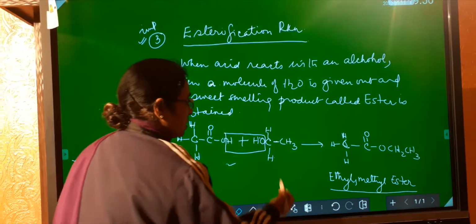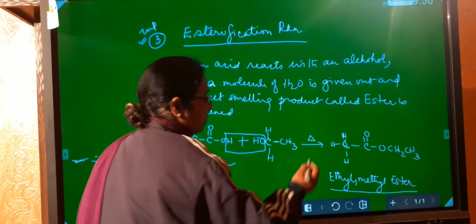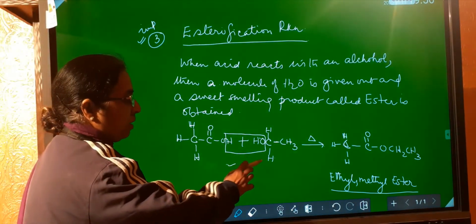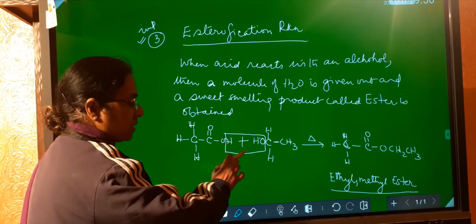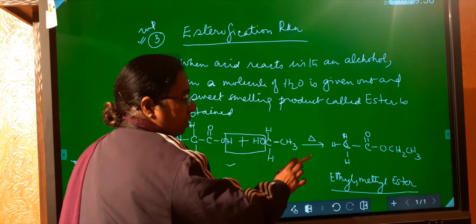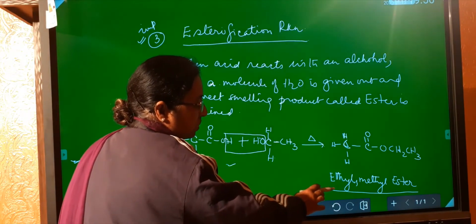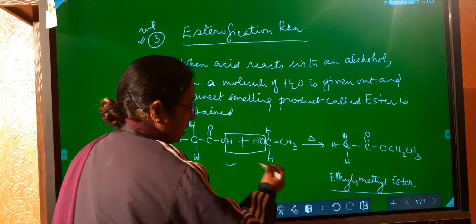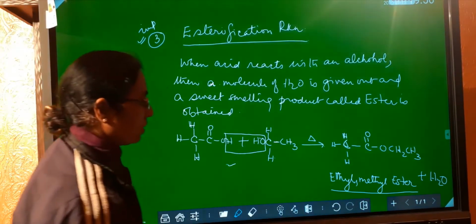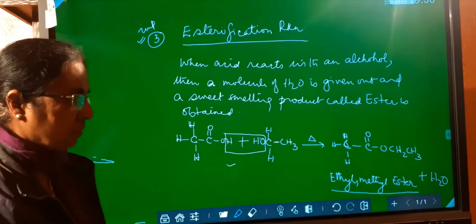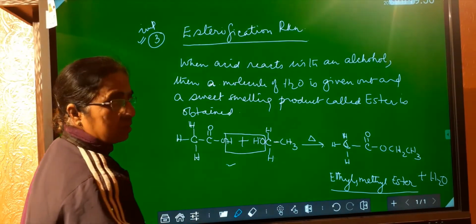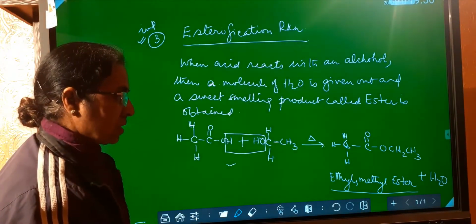Alright, this is when these two, of course, we will heat. So ethanoic acid and ethanol, when they are heated together, we get a product which is known as ethyl methyl ester, and one molecule of H2O is also given out. Alright, this process is known as esterification reaction.